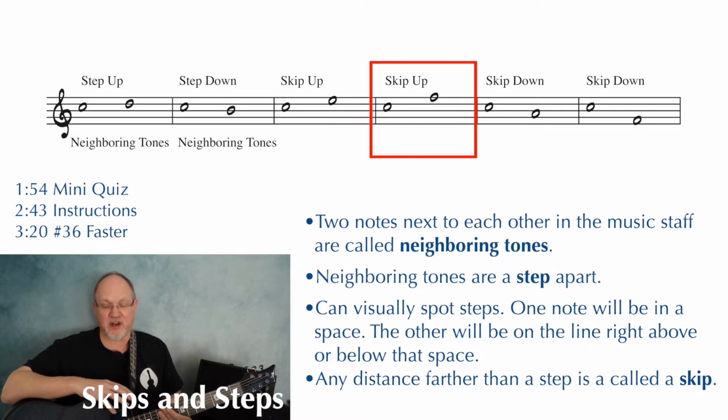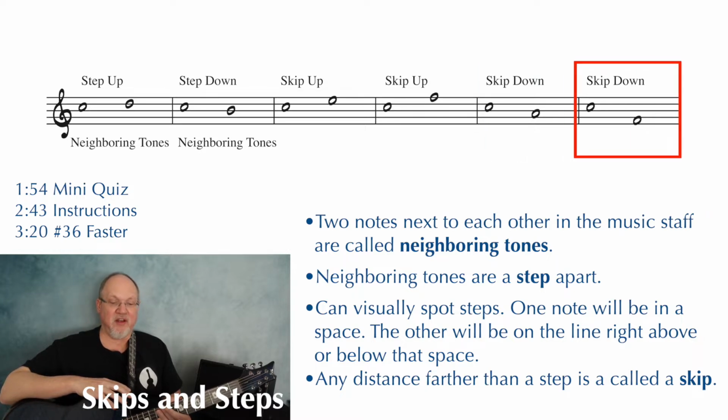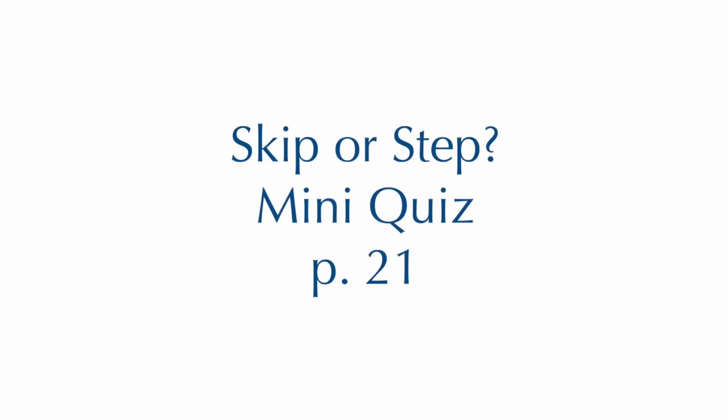As long as you can put a note in between the two notes, it's going to be a skip. Measure 4 is another skip up. It's just skipping up a little farther. Second measure from the end, that first note is in a space, and the second note is a space below that, and there's a note we could put in between there, so that's going to be a skip down. And that last measure, it's a bigger skip down. We have a note in a space, and then a couple spaces down, there's another note.